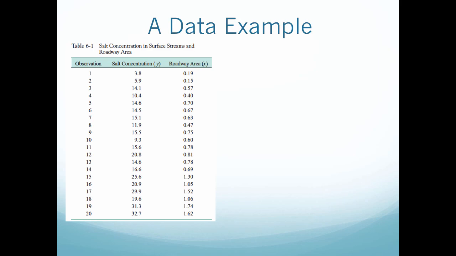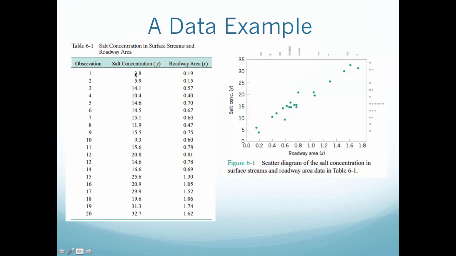Okay, so let's look at this with maybe some data. This is some data that's found in your book. So I have the salt concentration in surface streams and roadway areas. Maybe someone thinks that there's too much salt found in streams, and maybe it's getting there from roadways. So they want you to go take samples. So I go out in a specific area and I take 20 different samples, or 20 different observations. First of all, I have this x value, and that's a roadway area, some squared distance, and then this is my salt concentration, or how much salt is found within that given area. So I'm then going to graph this data.